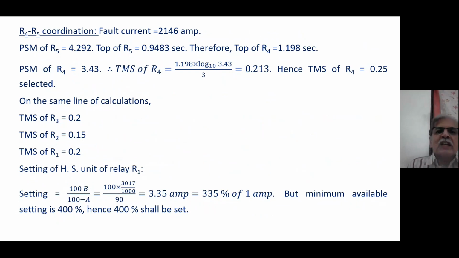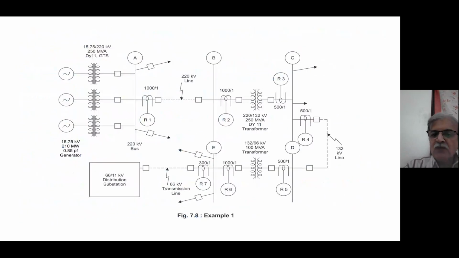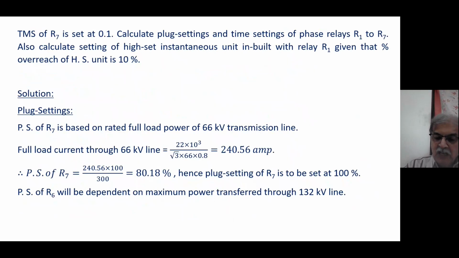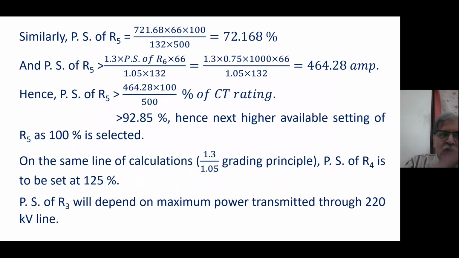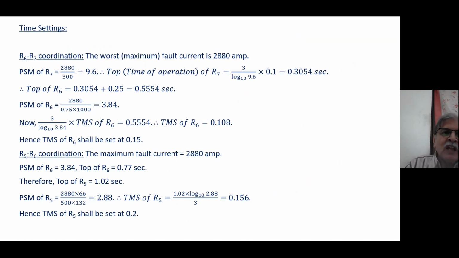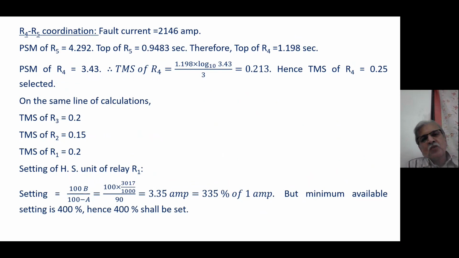For R4 R5 coordination, I have to take 2146. R4 R5 means after R5, and after R5 means bus D, and bus D is 2146. I have to consider 2146, which I have considered for R4 R5 coordination. You can check up. I have considered 2146 ampere.